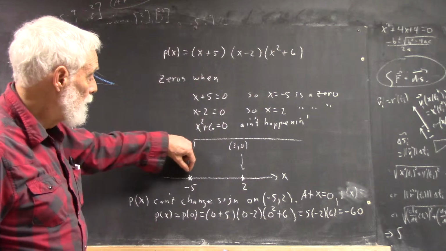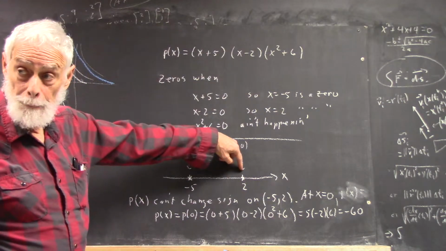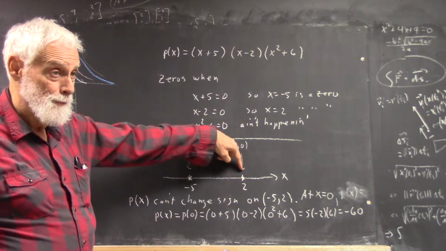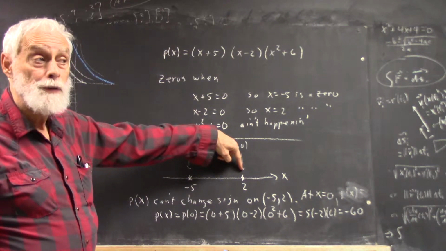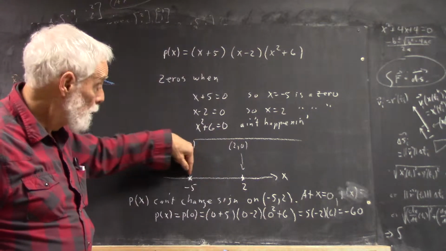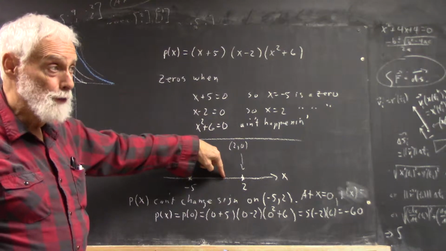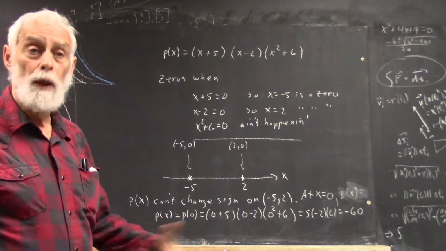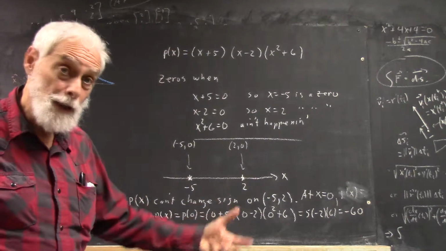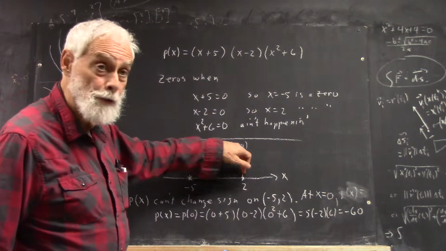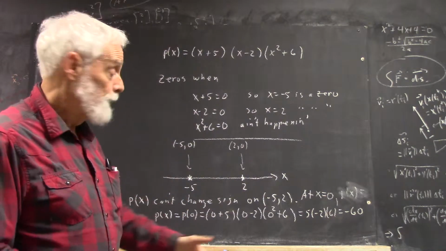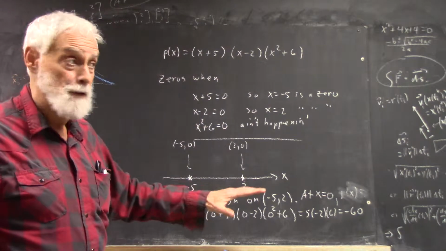P of x has to either be positive or negative all the way from negative 5 to 2, right? Is it always positive or is it always negative? Always negative. And why? Well, because 0 is between negative 5 and 2, and when x is 0, it's negative, right? If it's negative at one point, it has to be negative at all the points in that interval, because it can't change sign. Not between here and here. The only places that function's value can change from negative to positive or positive to negative is here or here. That's it. Okay?